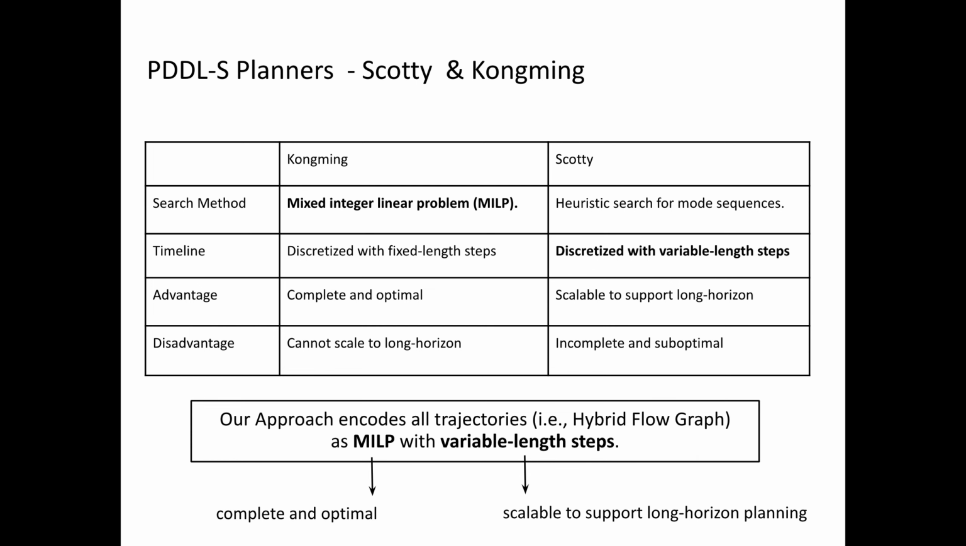Our approach uses the MUP encoding as Commin, so it can be complete and optimal, even if the resource constraints are involved. We also avoid the timeline discretization by encoding the action duration as a variable like Scotty, so it typically only needs a few steps to plan a long horizon problem.